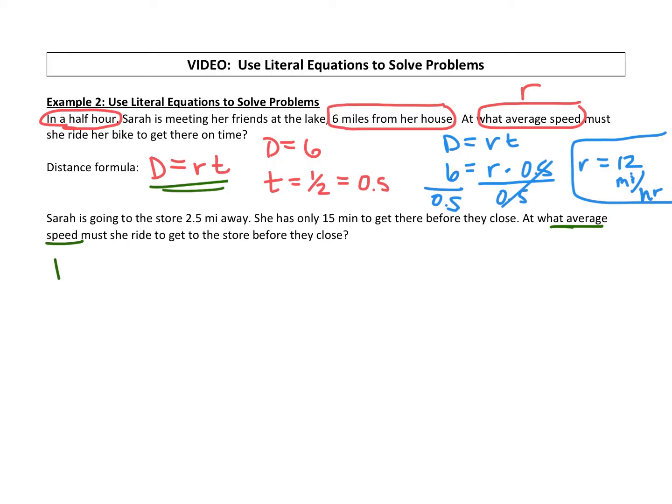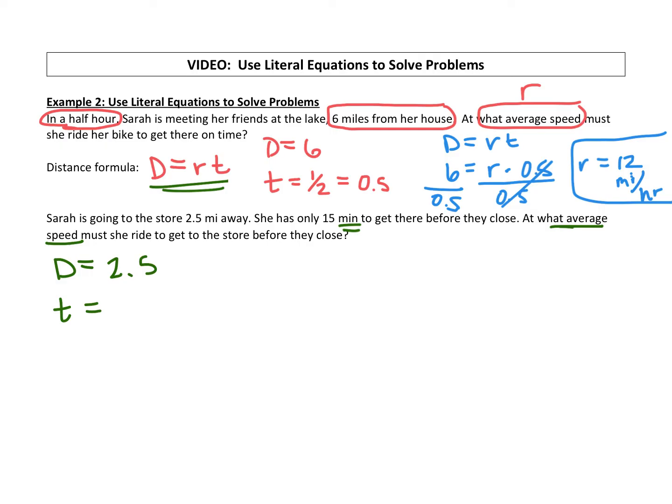So let's figure out what we do know. They gave us the distance, 2.5 miles away. So our distance is 2.5 miles. They gave us the time. Now, time is 15 minutes. Again, that's in minutes, and we want this in hours.